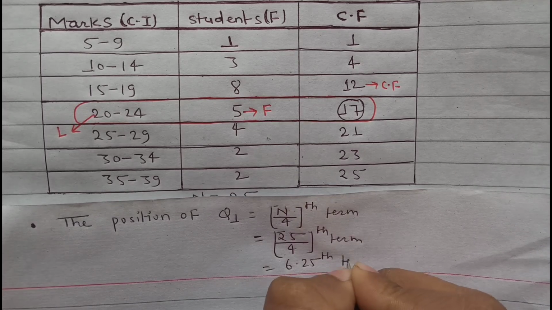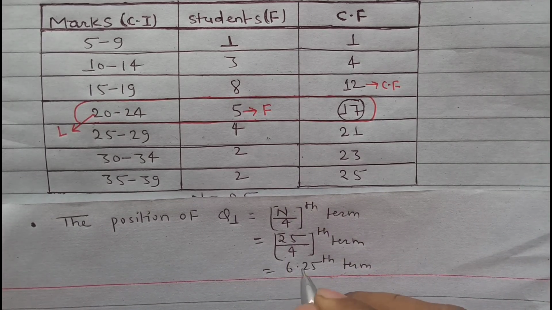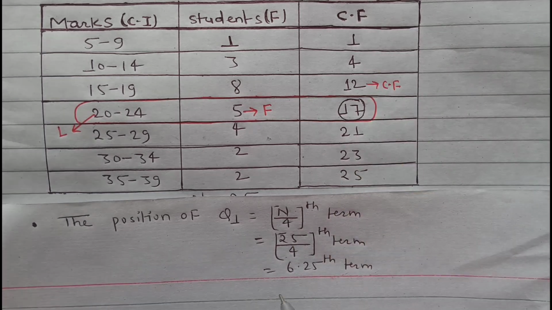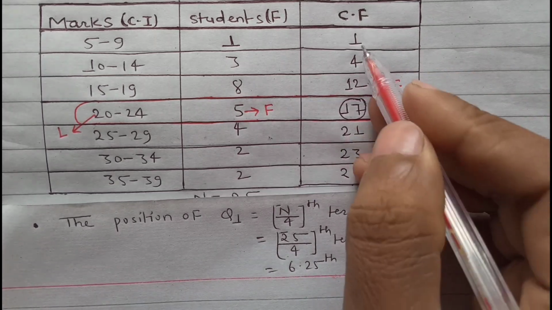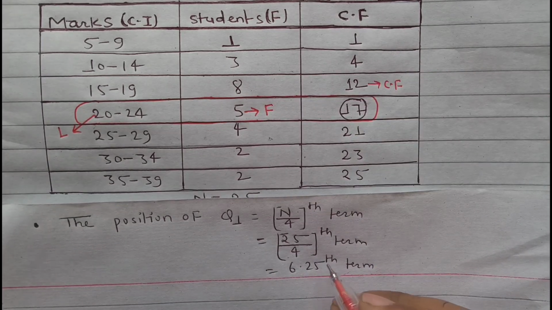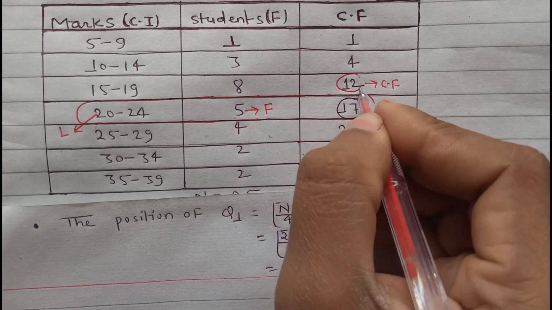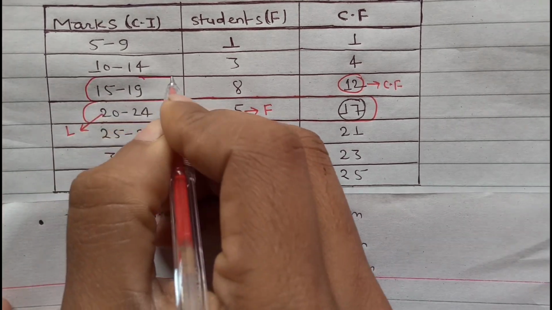So we have to check whether 6.25 is in the CF table or not. If there is not 6.25 in the CF table, then we have to take more than 6.25. So there is no 6.25 here. So we have to take more than 6.25. So more than 6.25 is 12. Clear? So now we have to take this whole table.